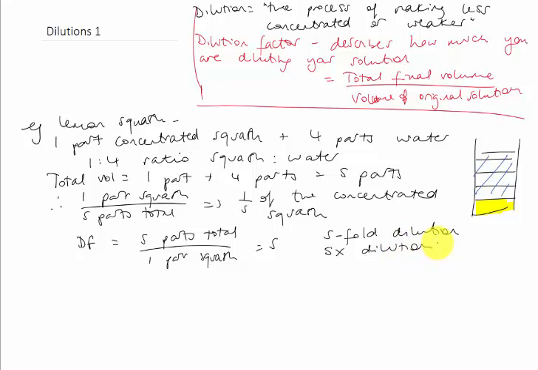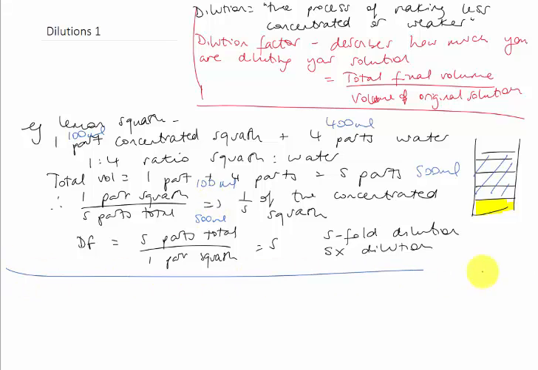And here I've just been very vague, I've just said 1 part, so it doesn't matter how big the volume of that part is. So if we were making up the glass, we'd say we'd have got 100 mils of the squash plus 400 mils of water. So then our total volume would be 500 milliliters, for instance. Then we could do this same calculation with an actual volume, so that would be 100 mils over 500 mils, and that would work out the same. Okay, so that's the first thing I wanted to talk about.